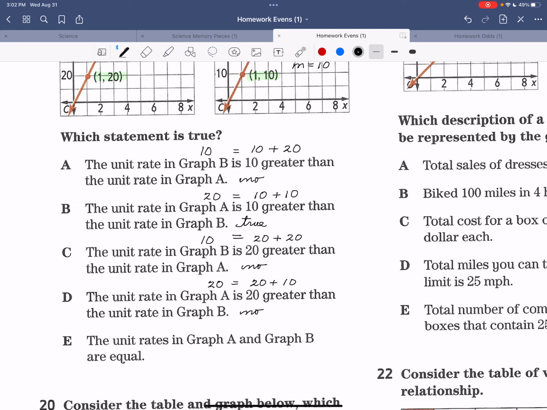No. The unit rates in graph A and graph B are equal. 10 is 20. Sorry, 20 is 10. Let me put it in the right order. I'm just making up stuff. Graph A is 20, graph B is 10. Are those the same? No. The true one is B.